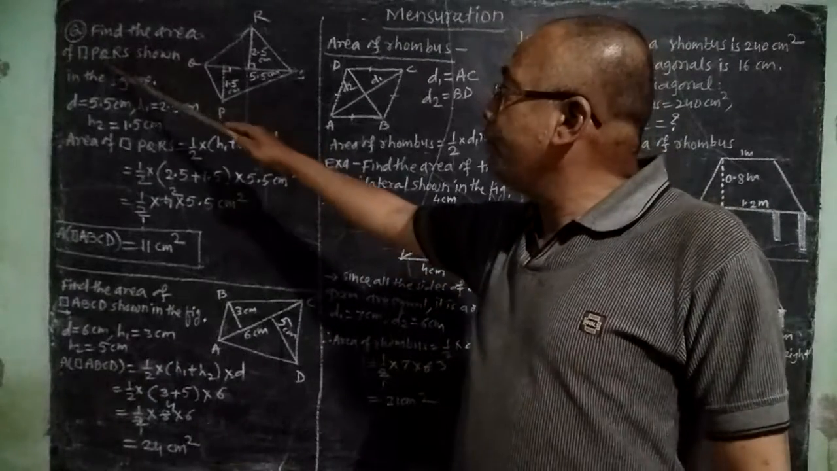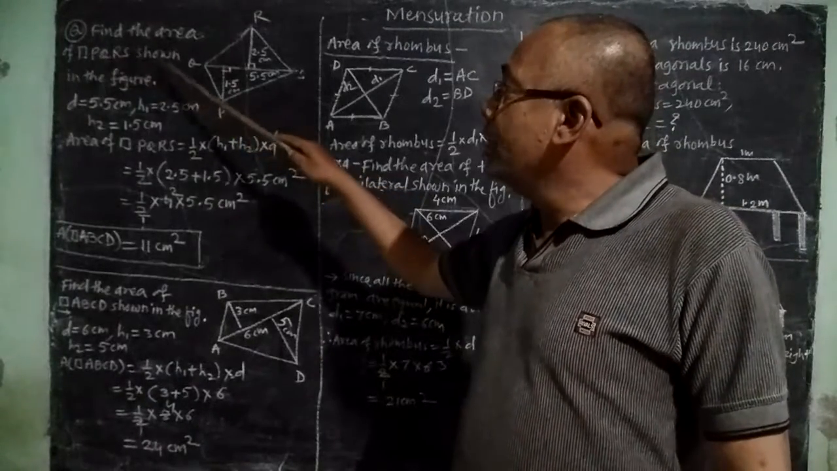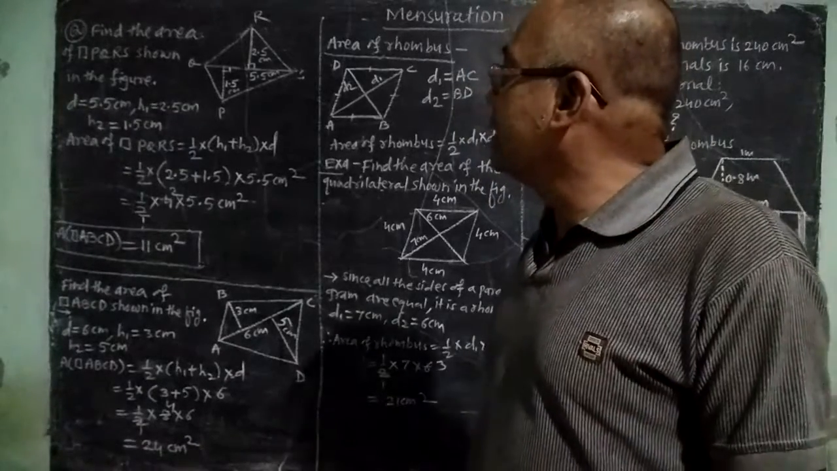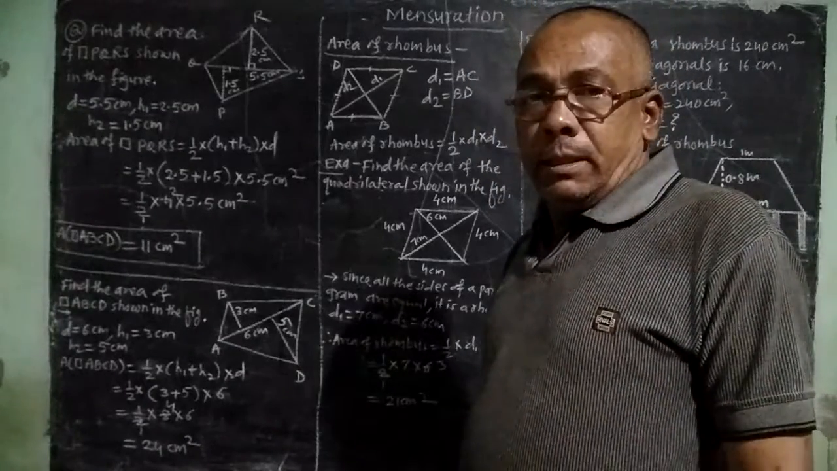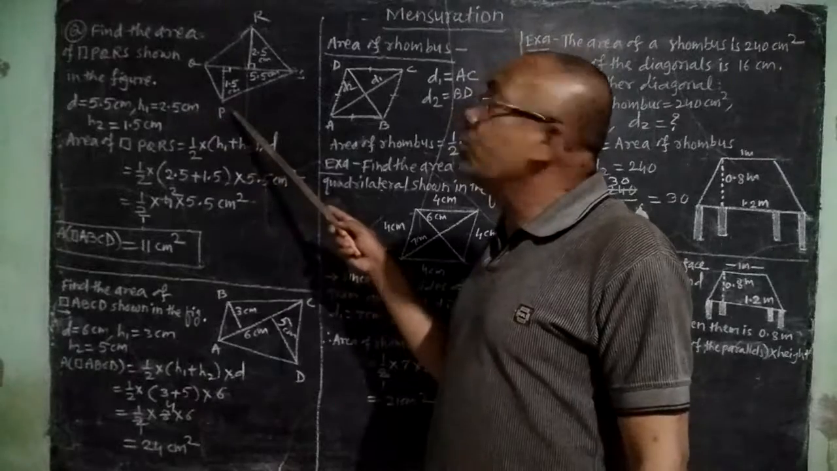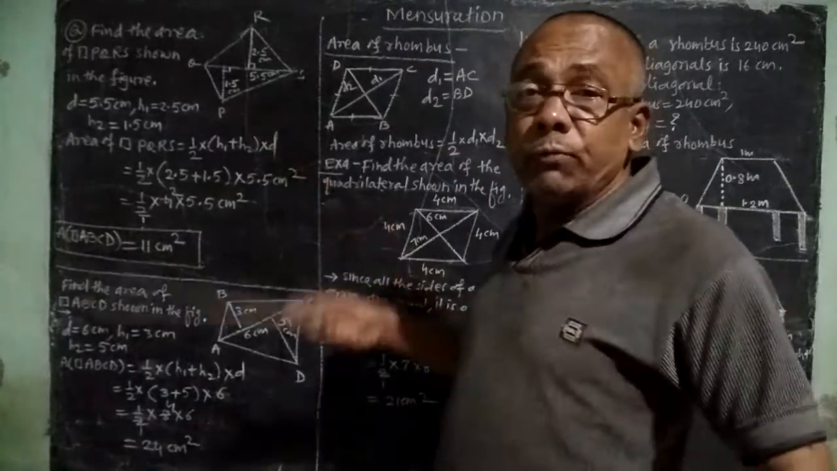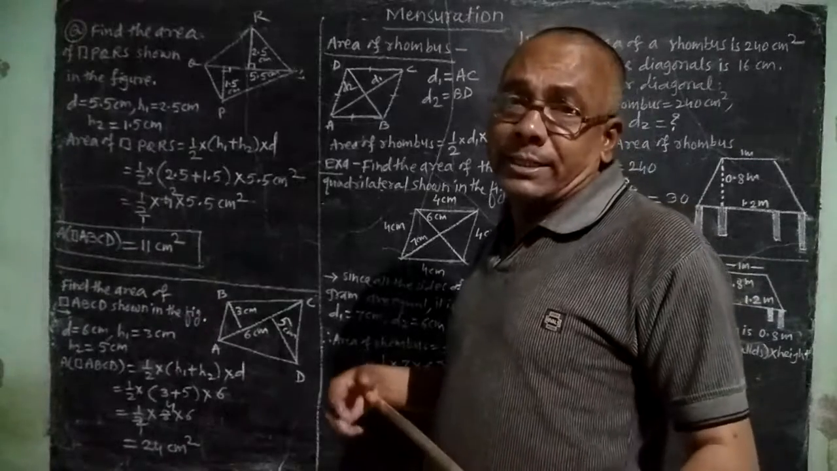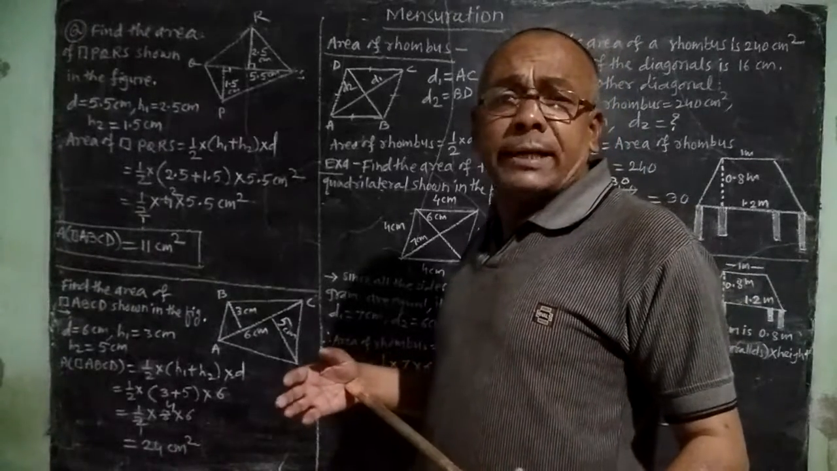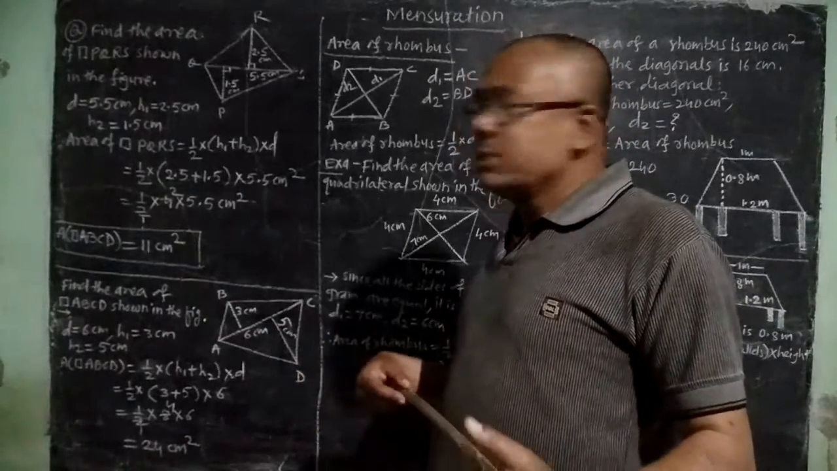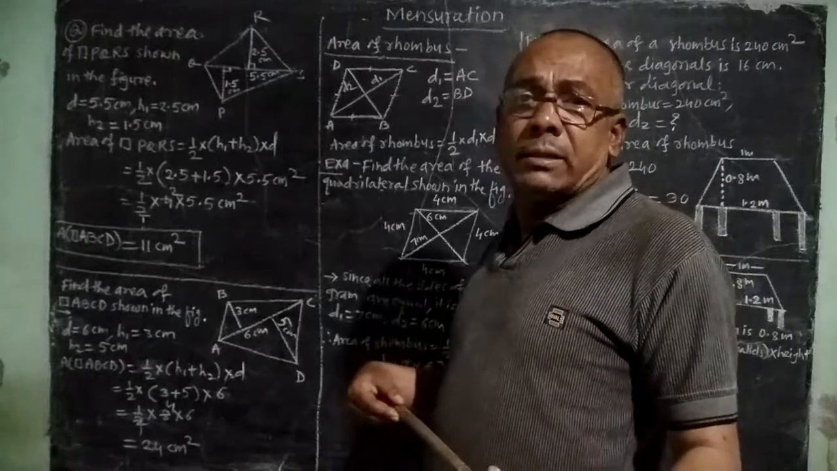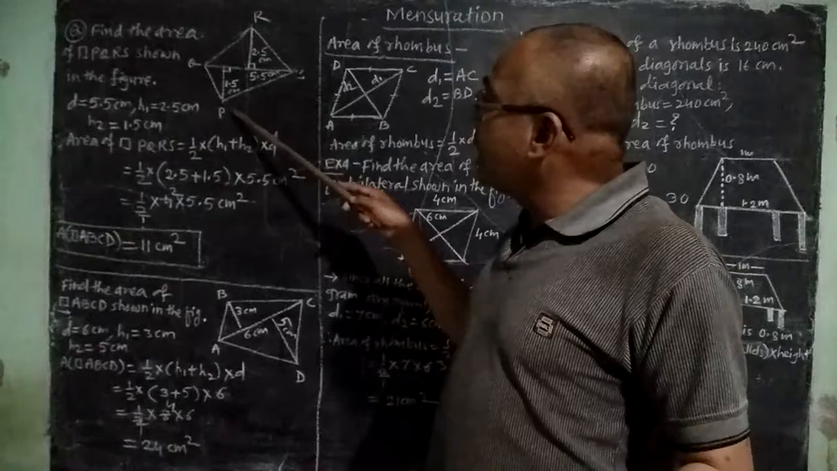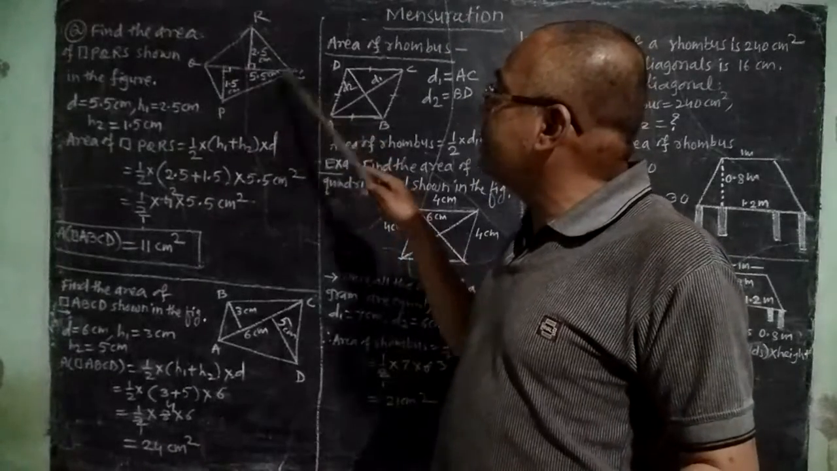Find the area of quadrilateral PQRS shown in the figure. And the figure is given, that is the quadrilateral is given, and we have to find the area. These quadrilaterals are not regular quadrilaterals. Which are the regular quadrilaterals? That is the square, rectangle, etc. Here the quadrilateral PQRS is given.